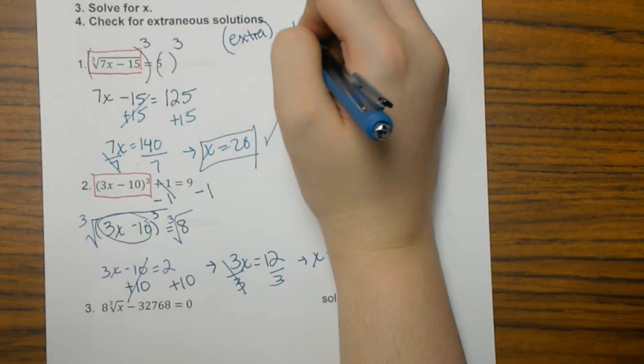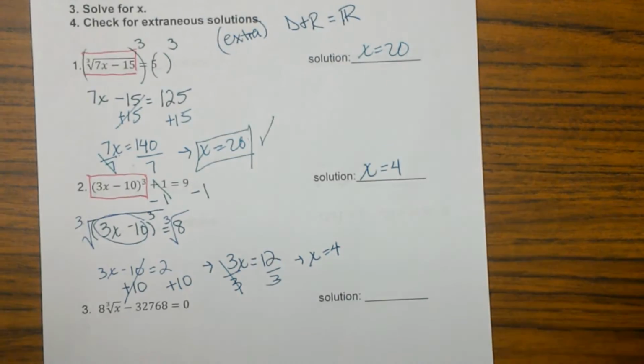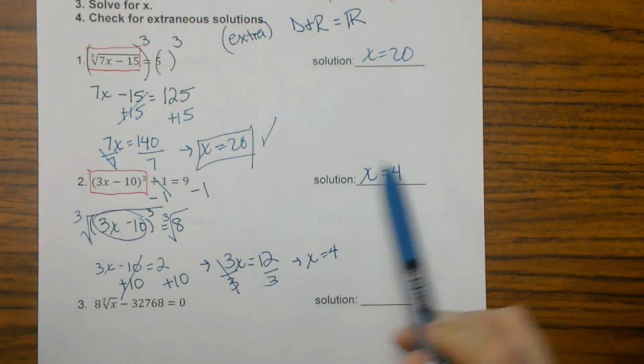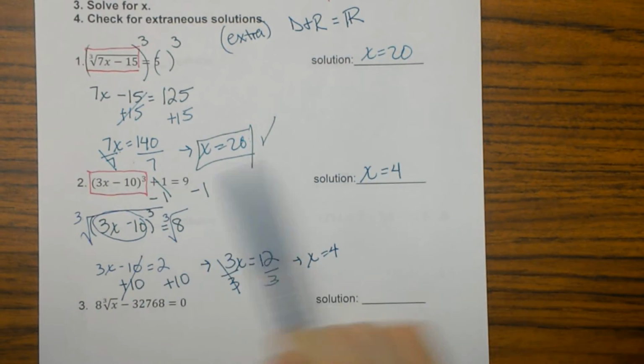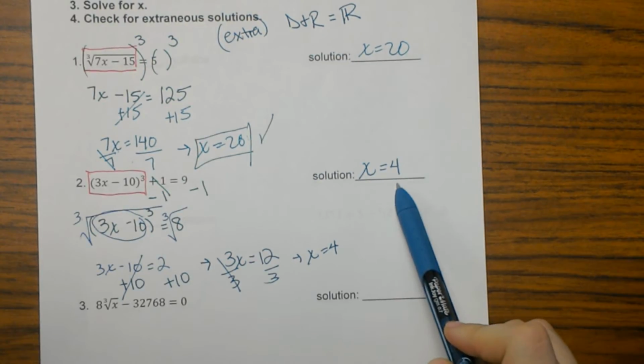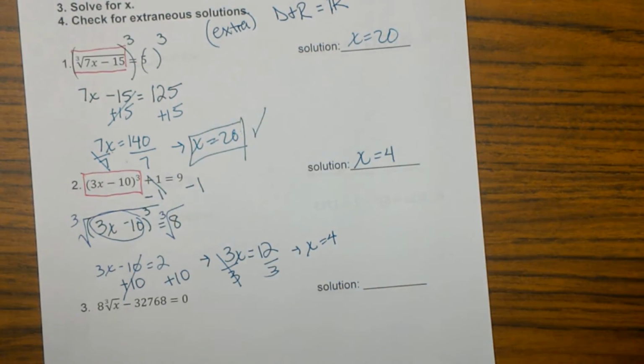But remember we said the domain and range are all real numbers. So there's no number that we can't get. That means every time I get a number and I plug it back in, it better work. Otherwise, somewhere I did my math wrong, because you're never going to have an extraneous solution for cubes and cube roots because the domain and range is all real numbers.